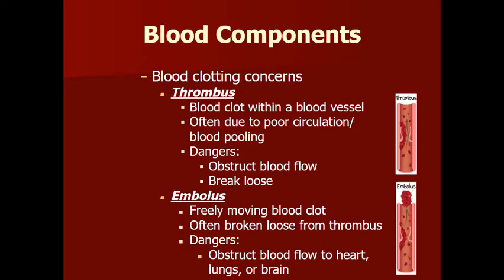And so the dangers of a thrombus is that it can obstruct blood flow because it can start blocking your blood vessels. And there's the danger that it could break loose and start flowing through your body. If the thrombus breaks loose, it's then called an embolus. So an embolus is a freely moving blood clot, often broken loose from a thrombus. And an embolus has the ability, since it's moving, to obstruct blood flow to the heart, lungs, or brain, which could cause death.